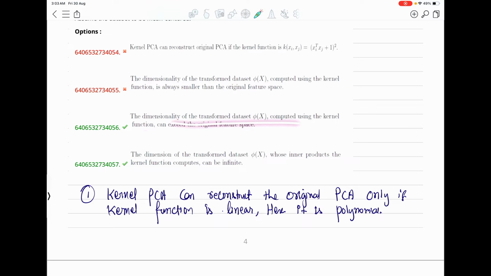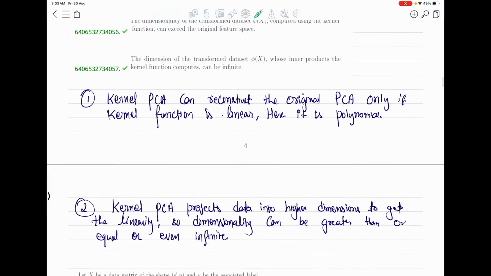Here it says that the dimensionality of the transformed data set computed using the kernel function can exceed the original feature space. So absolutely this is true. And it can be infinity, yes, this is also true.